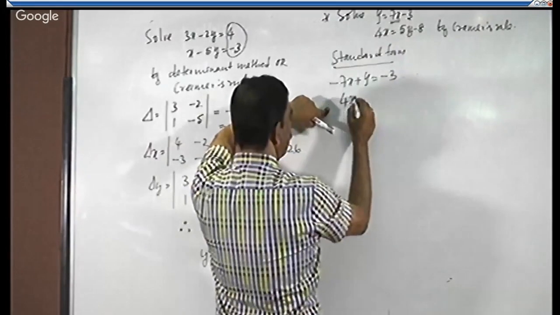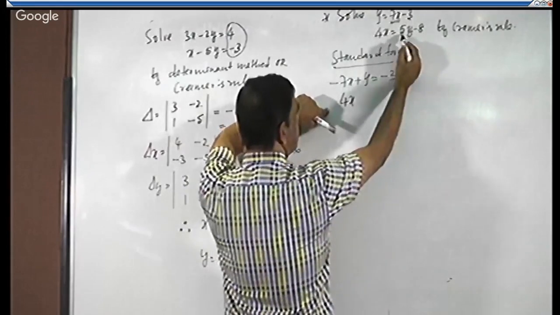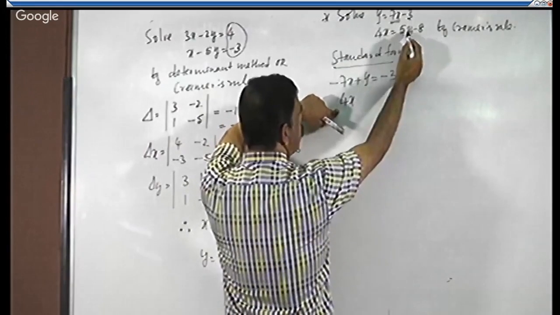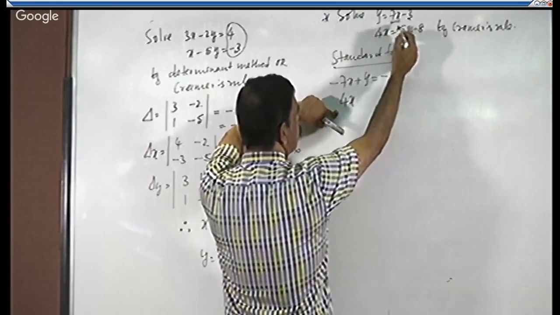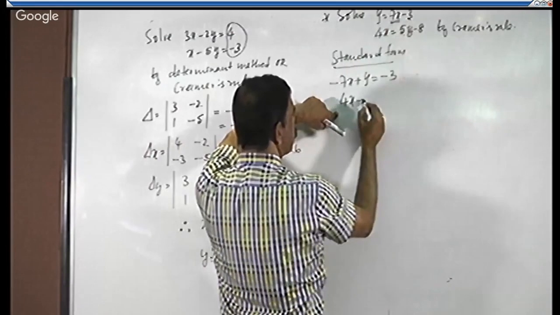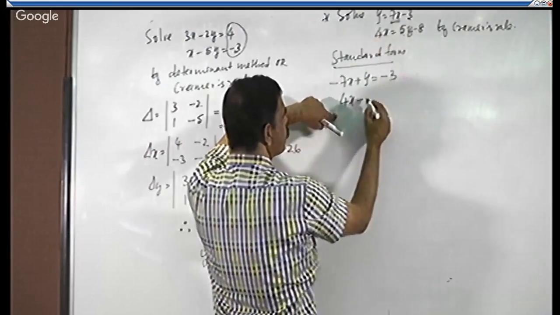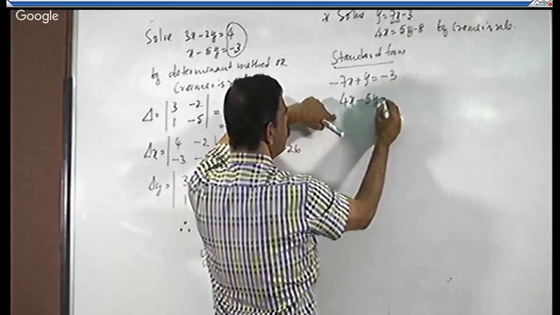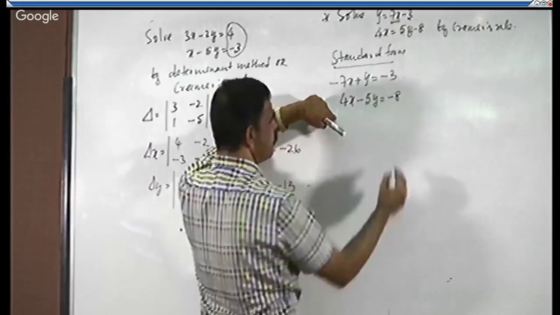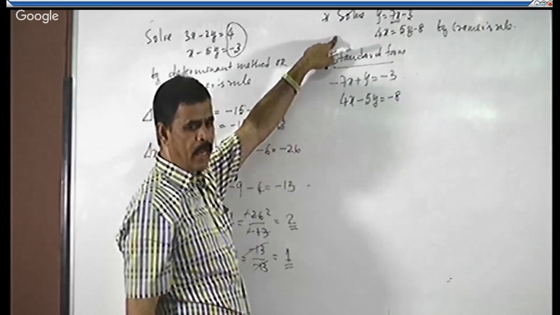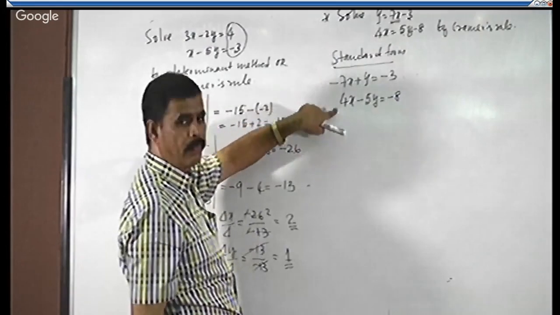Second equation. 4x is at the left side. The y term is at the right side. You just transfer it to the left side. It is plus, and when it is transferred to the other side, it becomes minus. Minus 5y is equal to minus 8. Now, the given equations are made into standard forms.